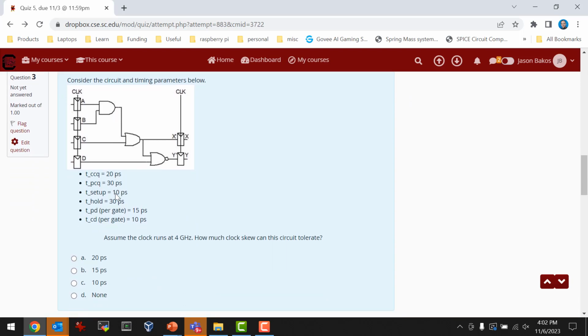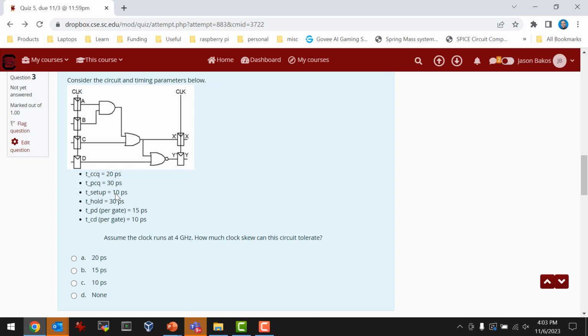Assuming the clock runs at 4 gigahertz, how much clock skew can the circuit tolerate? Okay, so this one's kind of tricky because the clock skew comes into play for the setup and the hold time, right? So the setup time is constraining the maximum delay through the circuit, right?